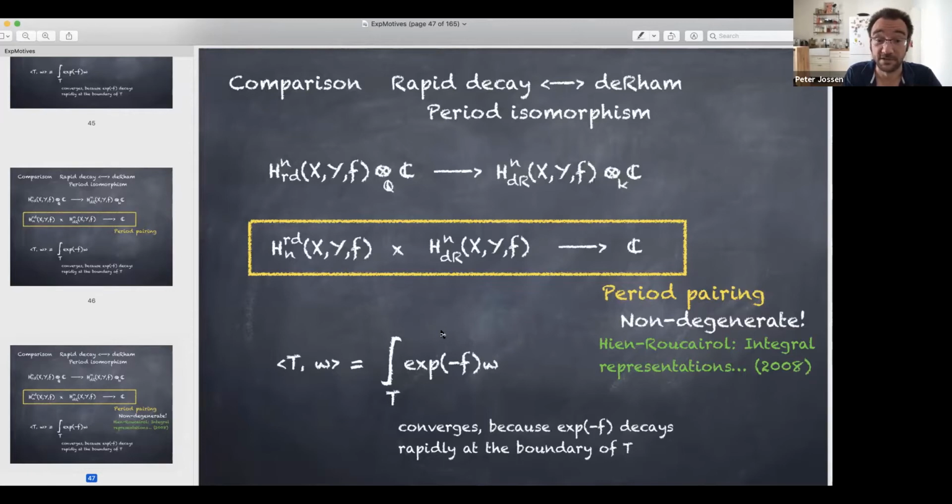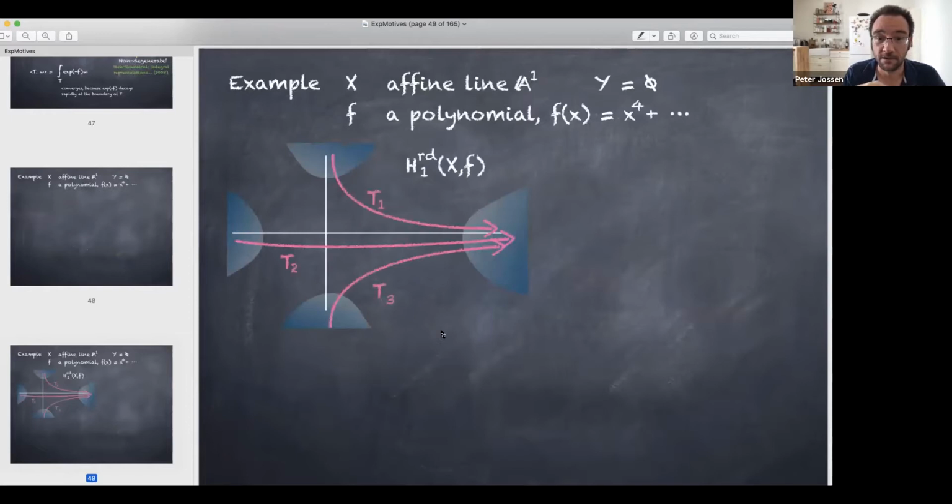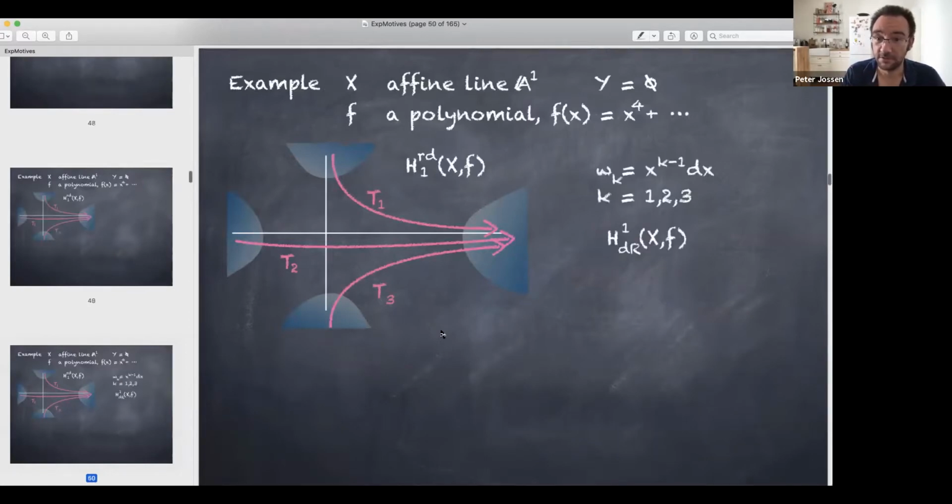So this is the period isomorphism, and of course I want to check it also on my example. So again, affine line, polynomial of degree 4, monic. Here is my basis for the rapid decay homologies. These are these paths that go from various directions at infinity to the real infinity. I have my differential forms, basis of the de Rham cohomology. So these are x to the, I'm writing it now as x to the k minus 1 for k from 1 to 3. And I can now pair these together.